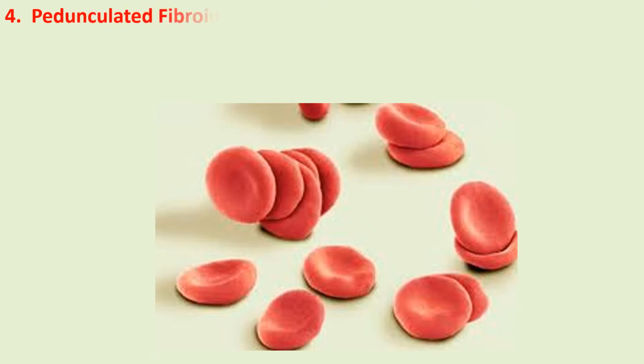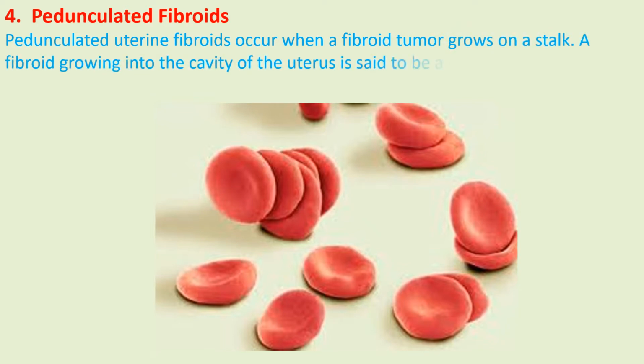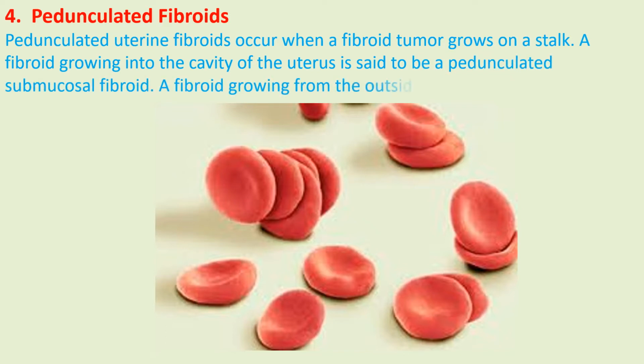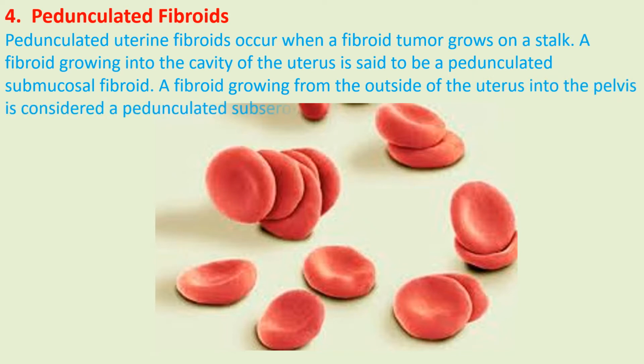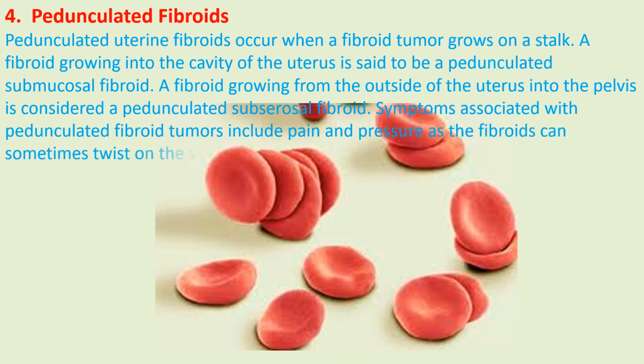4. Pedunculated fibroids. Pedunculated uterine fibroids occur when a fibroid tumor grows on a stalk. A fibroid growing into the cavity of the uterus is said to be a pedunculated submucosal fibroid. A fibroid growing from the outside of the uterus into the pelvis is considered a pedunculated subserosal fibroid. Symptoms associated with pedunculated fibroid tumors include pain and pressure, as the fibroids can sometimes twist on the stalk.